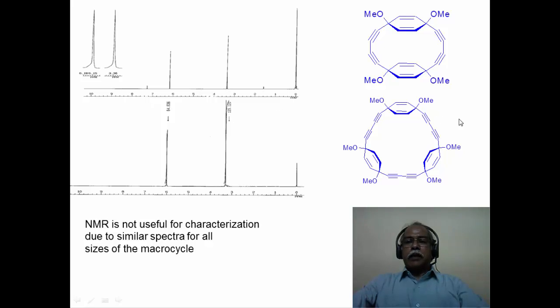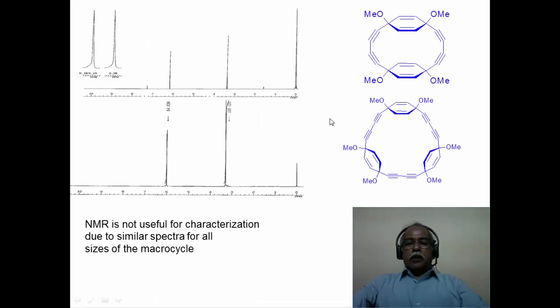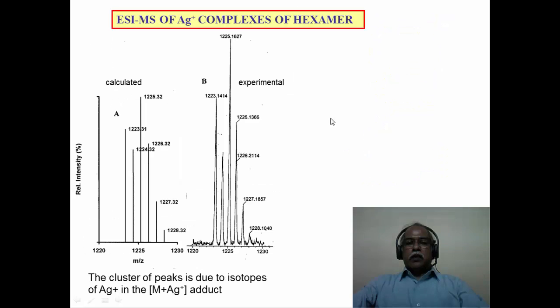So whether you take a dimer, trimer, tetramer or octamer, it always gives only one line for each of the ring protons as well as the methoxy protons in this molecule, and not much chemical shift difference is available to distinguish them properly. So under these conditions, the electrospray ionization mass spectrometry using silver complex was very useful.